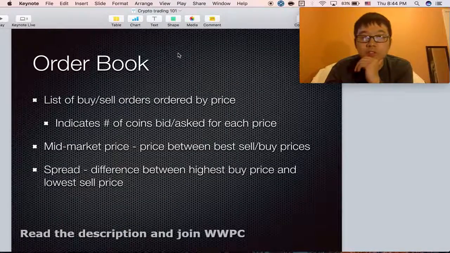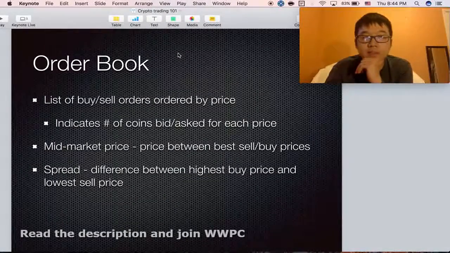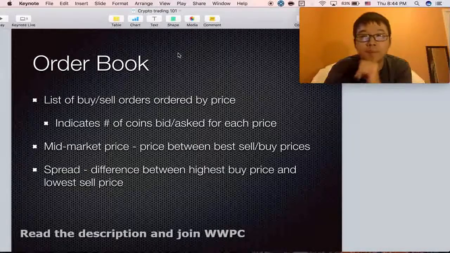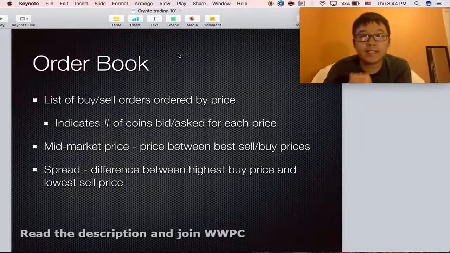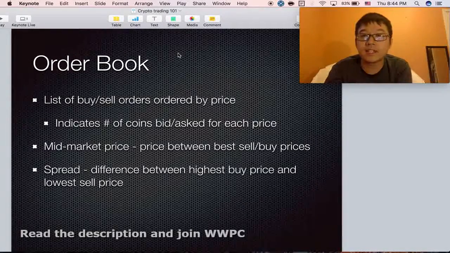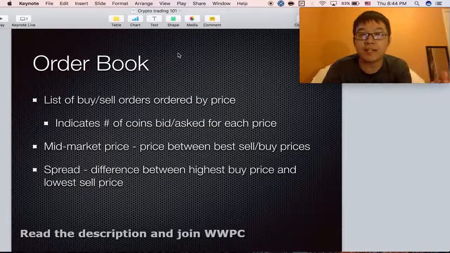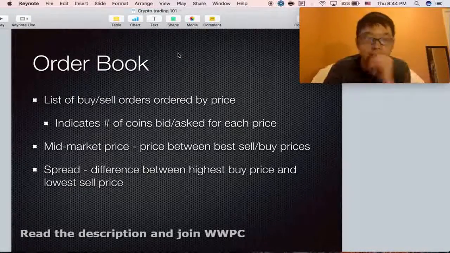So we just saw an order book previously, and what that is, simply, is a list of all the buy and sell orders ordered by price. And it indicates the number of coins bid or asked for at each price. If you want to think about it this way, bid means that you're wanting to buy, and asked for means you're wanting to sell.